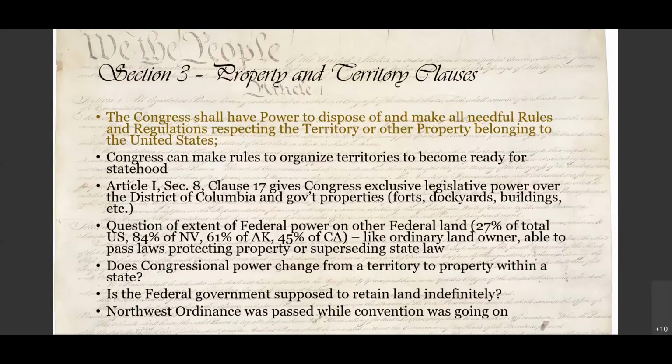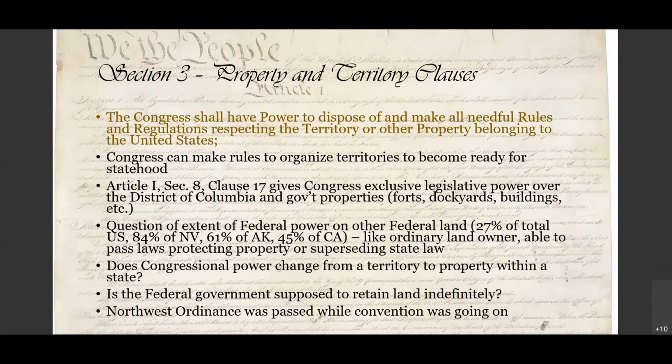Another open question is, does congressional power change when a territory goes from a territory to a state, to property within a state? Because for a territory, Congress has pretty broad powers, but if they own property within an existing state, does that change their authority over that land?